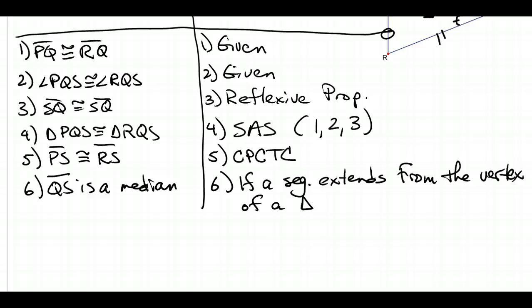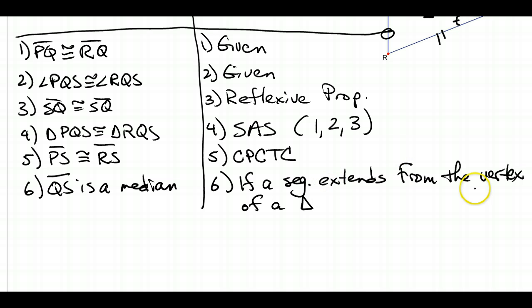So you may want to keep this in mind because this is actually shortening our proof by a step. Otherwise, once we say that PS and RS are congruent, we would have to say that S is a midpoint. But the way I'm going to write this alternate definition, I won't need to do that.